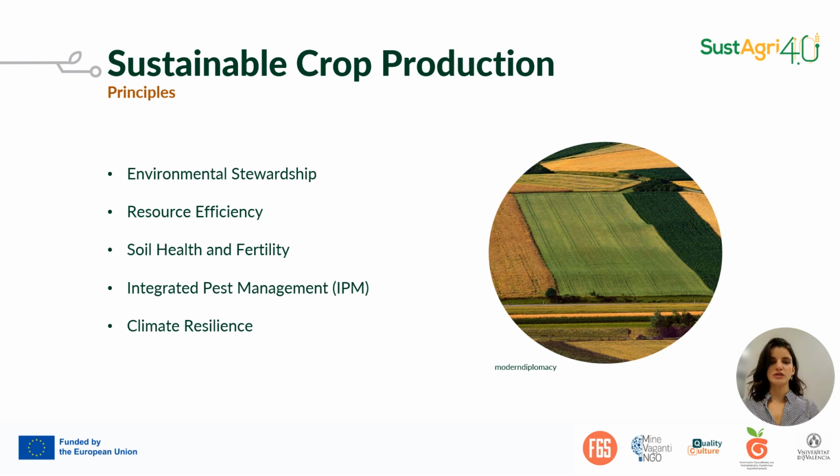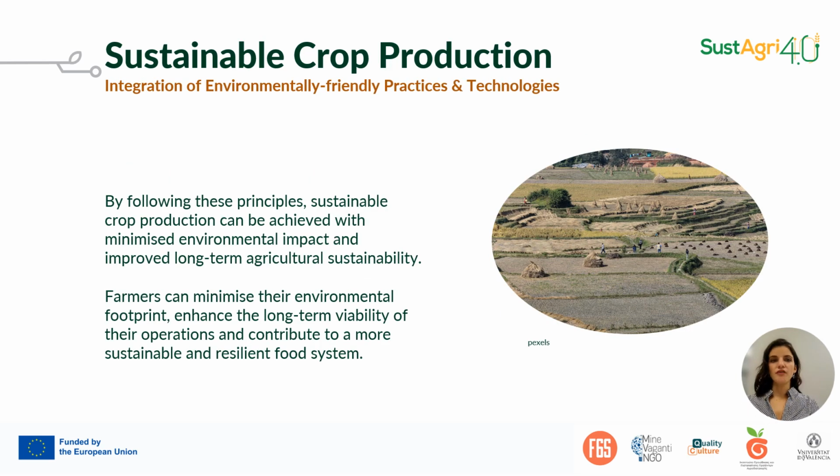Integrated pest management. We can utilize biological controls, monitor pests, and promote cultural practices for pest prevention. Climate resilience. It is important to adapt practices to changing climate conditions, employ climate smart technologies, and adopt resilient crop varieties. By following these principles, sustainable crop production can be achieved with minimized environmental impact and improved long-term agricultural sustainability.